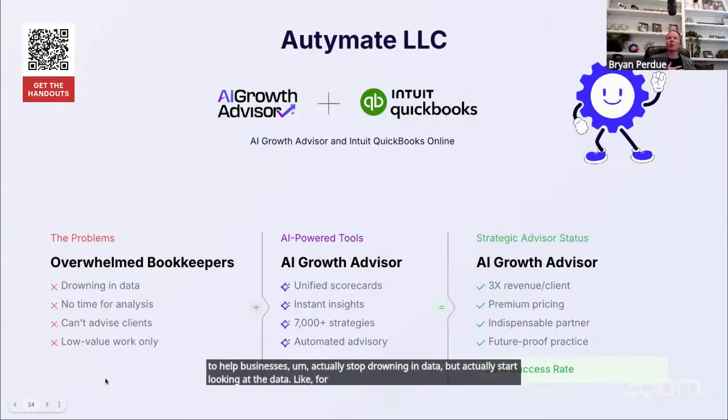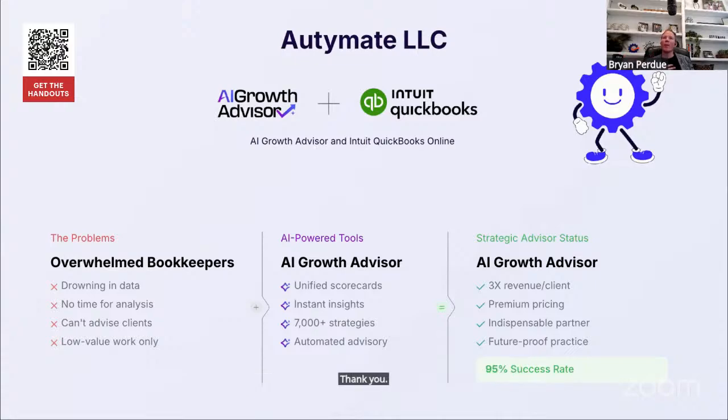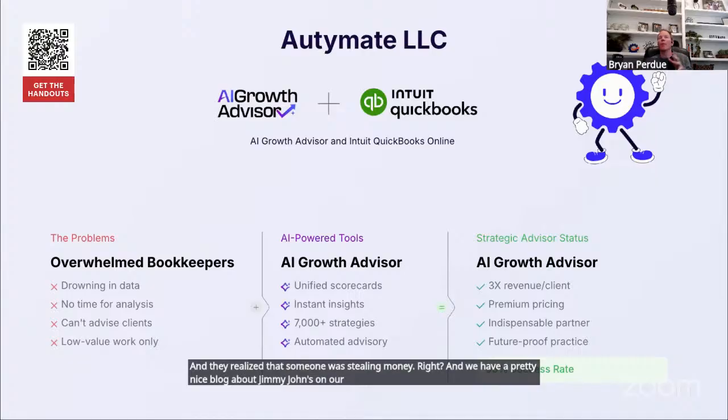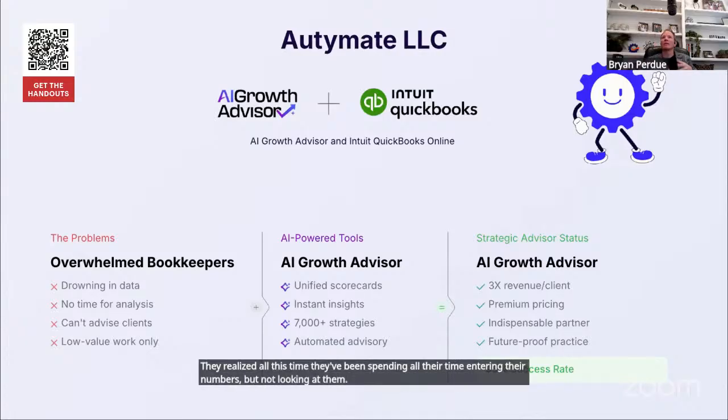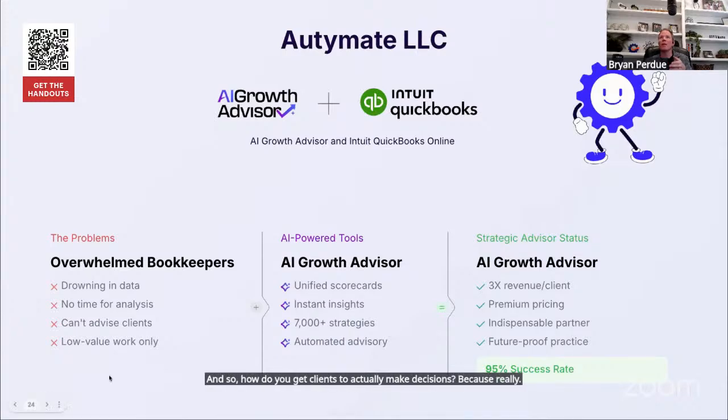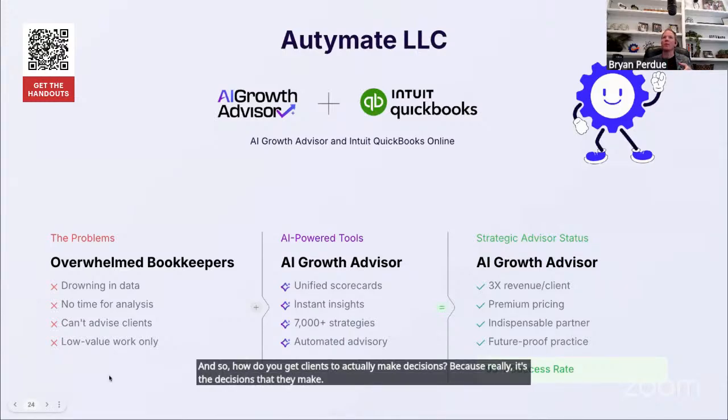For instance, there was a large franchise brand that we used our system for, and they spent so much time entering data into QuickBooks that before they met us, they didn't know there was fraud going on. A week after we integrated, they actually started looking at the numbers, and they realized that someone was stealing money. We have a pretty nice blog about Jimmy John's on our website. You can learn about it. Once they realized that, they realized all this time they've been spending all their time entering their numbers, but not looking at them. And so how do you get clients to actually make decisions? Because really it's the decisions that they make this week that actually matter to their business.